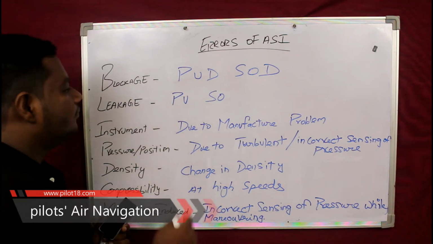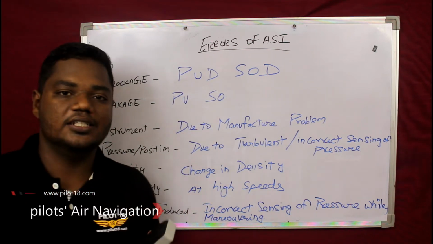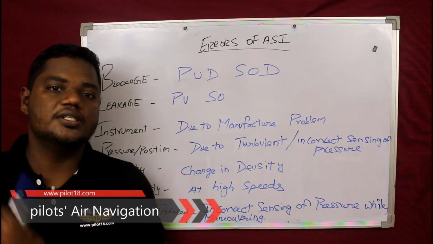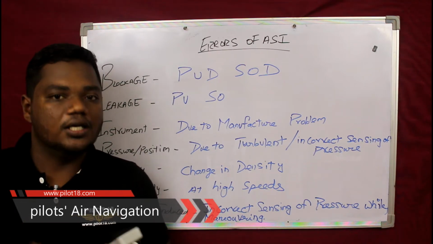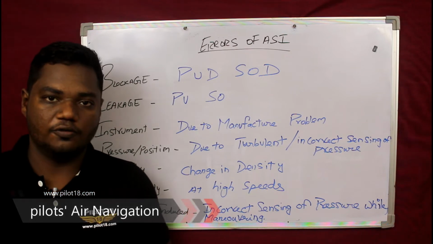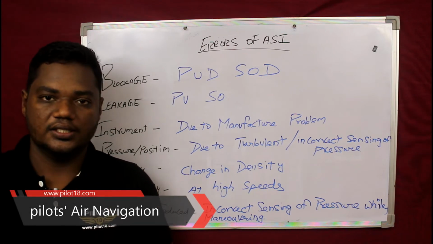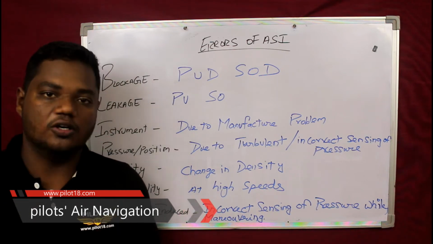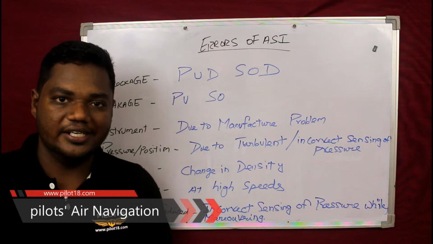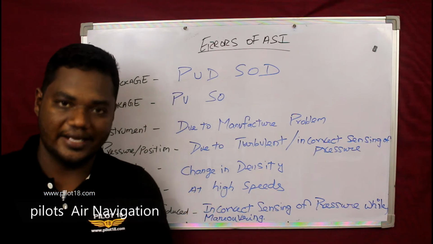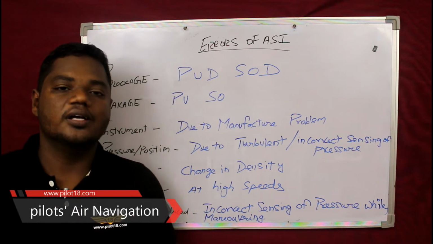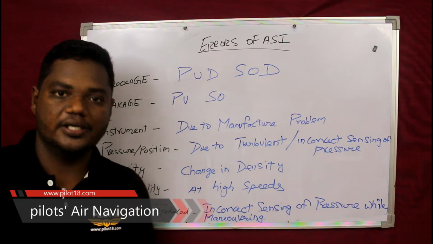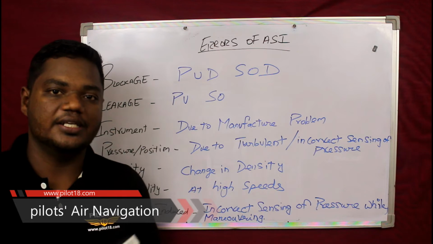But if there is a blockage, when we are flying at a very high altitude, 10,000, 20,000, 30,000 feet, where the temperature is really low, there are a lot of chances for ice to form and block the pitot and the static vents. If they block, obviously we get a wrong reading. That's known as error due to blockage. There is a big explanation for it, which I'll explain separately in another video.